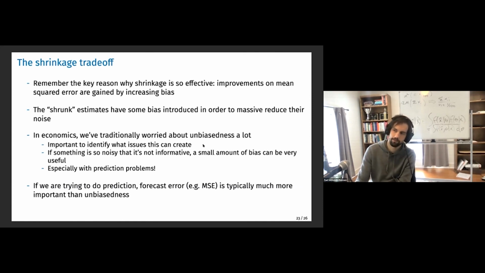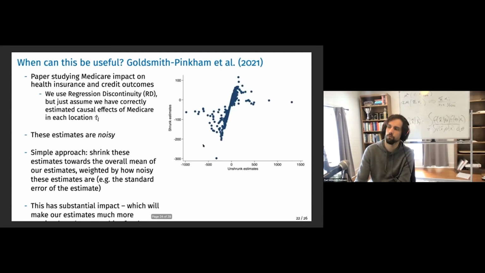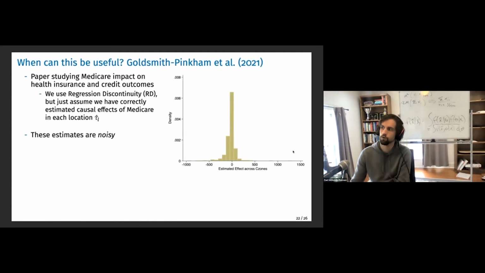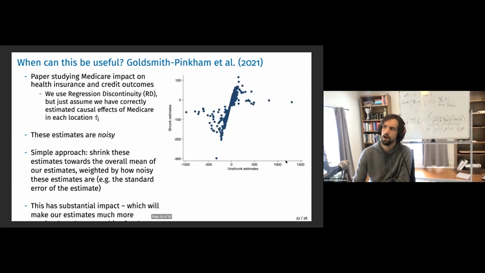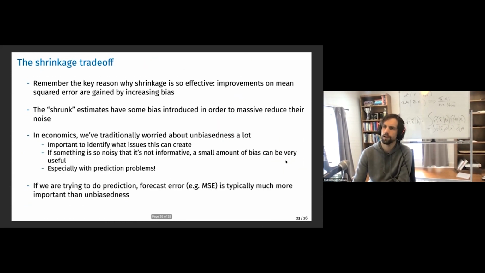I think, frankly, an estimate that's $1,400 but has a standard error of 3,000 is basically useless because the confidence interval covers such a large range. If we're trying to do prediction, especially, forecast error is much more important. So mean squared error is much more important than unbiasedness. And if you're somebody working in finance or asset pricing, this can come up as well.